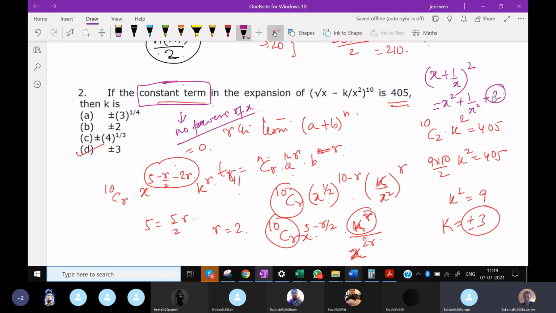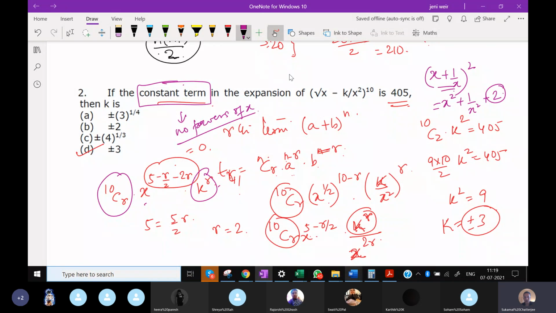Sorry, Sir, come again. That means the coefficient of x. The coefficient of x is what they are looking for. The constant term means the coefficient of x such that x to the power r is equal to x to the power 0, right?